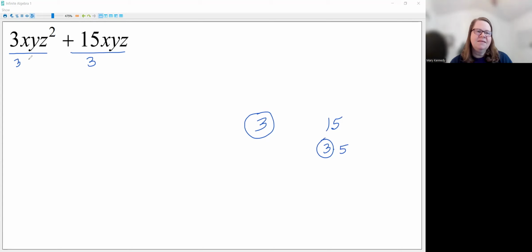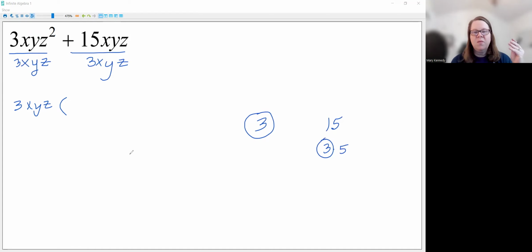They both have an X in common, and they both have a Y. And then notice, because this is X to the first, Y to the first, Z to the second, or Z squared, and X to the first, Y to the first, Z to the first, right? So there's one X in common, there's one Y in common, and then the Z's are a little different, right? So two Z's here and one here. So they both have at least one Z in common. All right, so that's our greatest common factor, 3xyz.